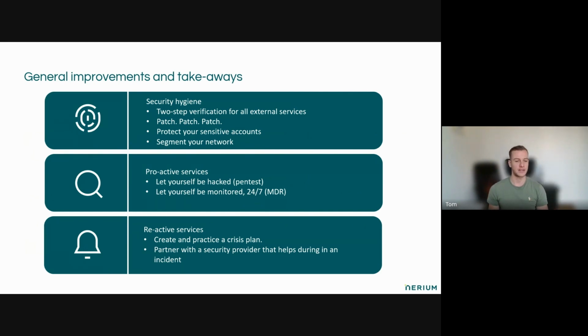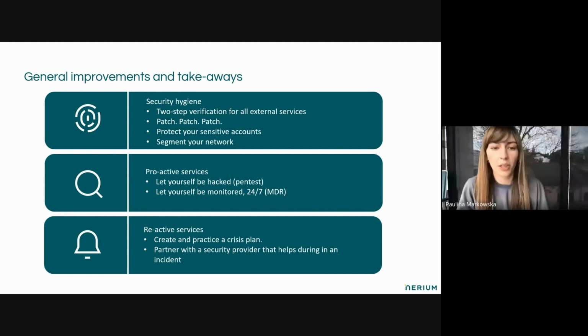So letting yourself be hacked, you need a person that knows how to hack a company, and not all IT providers know how to do that. But also letting yourself be monitored. IT companies can also monitor your environment, but that's usually on performance and bottlenecks. If a security partner like Nerium monitors an environment, that's really tailored to techniques and procedures that an adversary would do within a network. So we're really monitoring the network for malicious behavior, but also reacting to that malicious behavior if we see it.